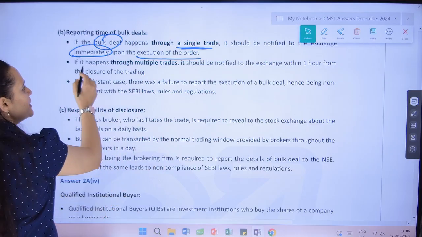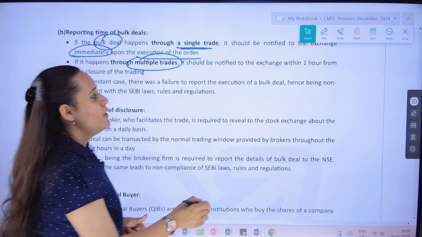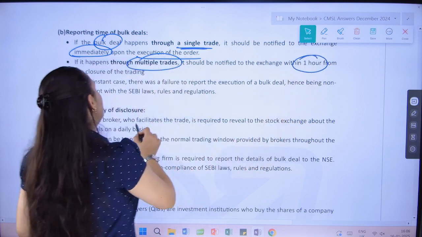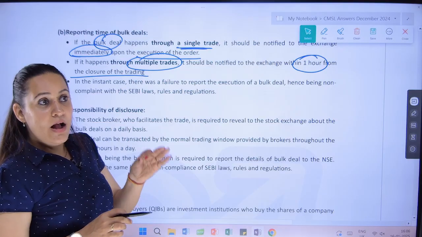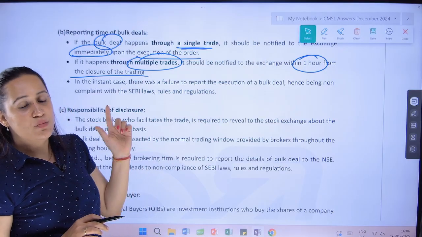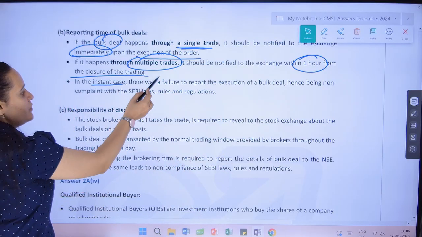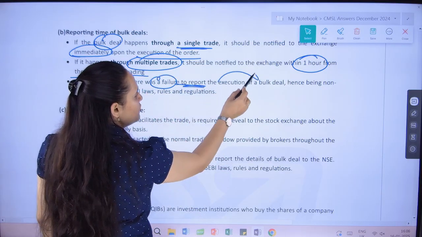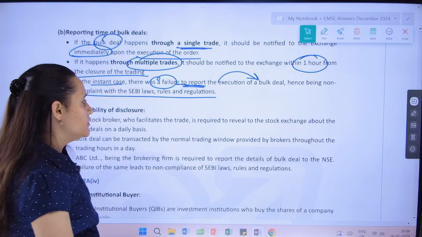But if you are going to execute a bulk deal through multiple different transactions, then you have 1 hour from the last trade where you qualify as a bulk deal. After that last deal, within 1 hour, you have to inform that we have entered into a bulk deal through a series of transactions. In the instant case, there was a failure to report the execution of the bulk deal, hence it is going to become a non-compliance with the SEBI provisions.